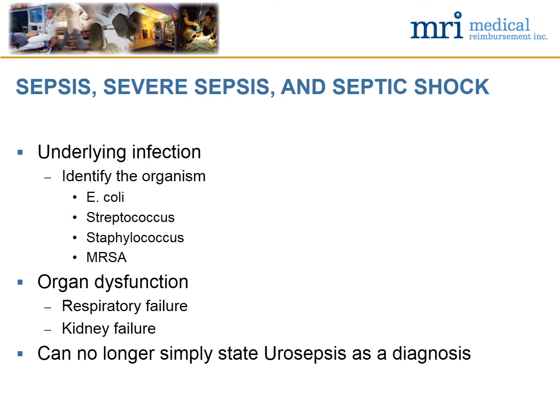Sepsis remains the same, with the exception that you can no longer simply state urosepsis. In ICD-9, if we looked up urosepsis, it referred us to a UTI. But in ICD-10, urosepsis is not even in the book. So if we receive charts with urosepsis, we would have to defer those back to the provider for more information. And with sepsis, just keep in mind, if we know the underlying infection or any type of organ failure or dysfunction, that needs to be noted in the chart.